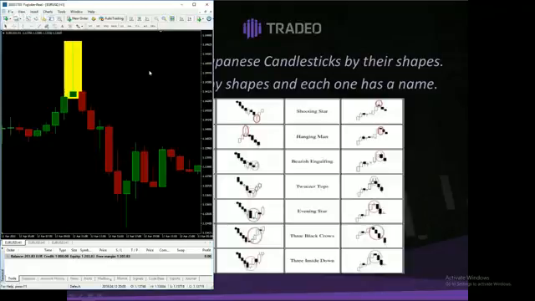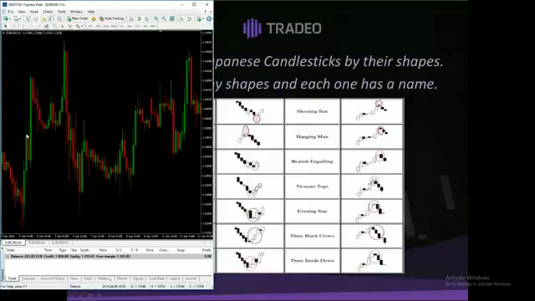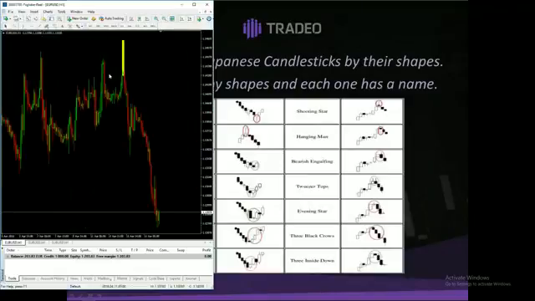But for now, what we can see is that it did make a change in the trend. Okay, it was an uptrend. It did make a change in the trend. Beforehand, it went up, and then boom, it smashed. Okay, we'll talk about that. We'll get there. So this is one inverted hammer.